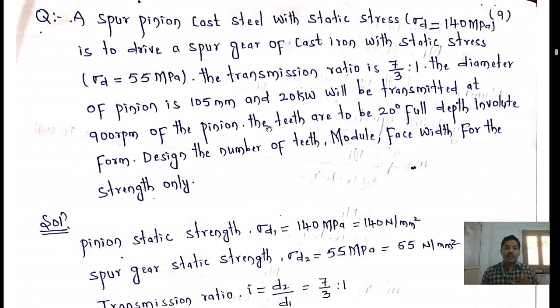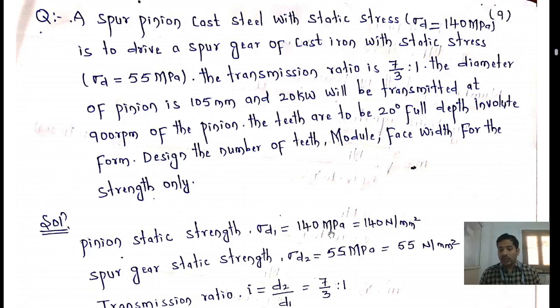What we have to design in this problem is the number of teeth, the module, and the face width, for strength only. So I am going to solve the problem. Let us see. The static strength of the pinion is given as 140 megapascal.